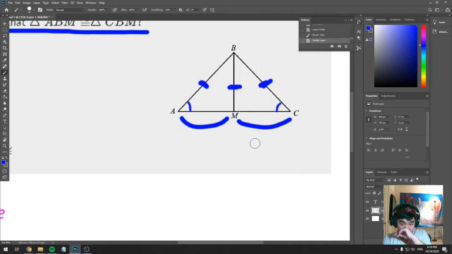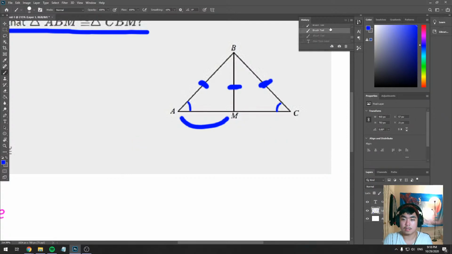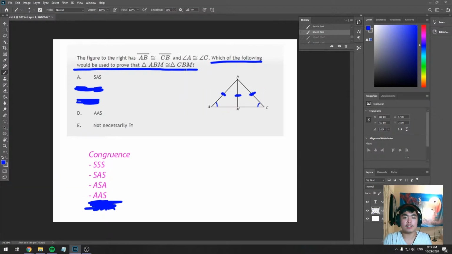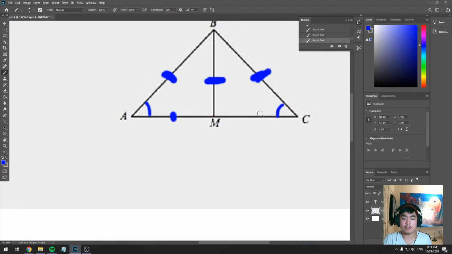Alright. So, bottom line, we do not know if AM and MC are equal. We can't tell. It doesn't say anything in the top part. There's nothing that shows us that these are equal. There's nothing we can do. These angles don't prove that they're equal. There's just nothing that proves that they're equal.